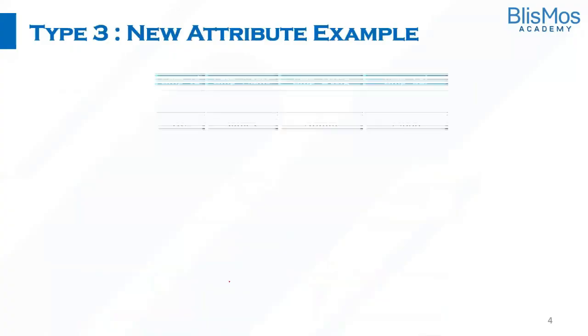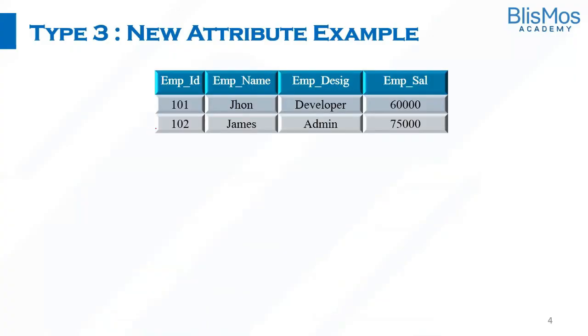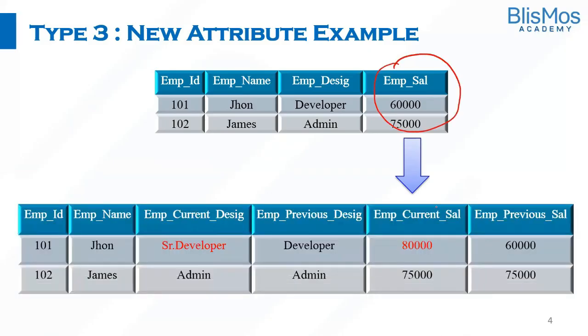Let's take an example here. We have an employee table with employee ID, employee name, employee designation, and employee salary. If you are part of any growing organization, salary will increase year on year. So the same thing happens in this organization also where we are taking the data. In case the salary increases, the way we are trying to track the changes is by adding one more column called employee current salary.